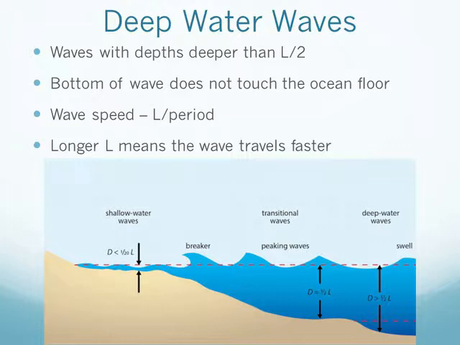They typically have a rounded shape to the wave at the surface, and their wave speed is determined by the wavelength divided by the period. So that means the longer your wavelength, the faster your wave will be traveling at the surface of the ocean. These types of waves are generally known as swells.